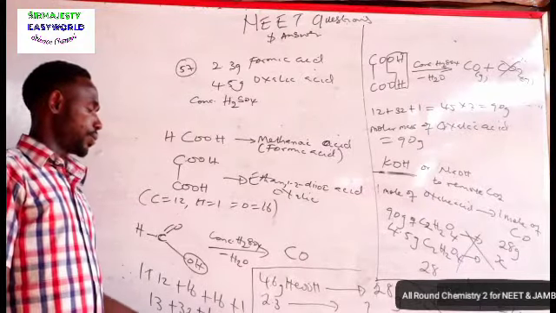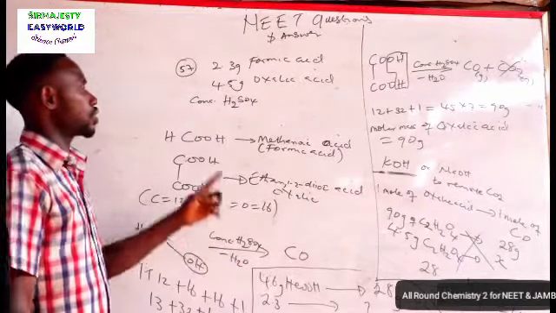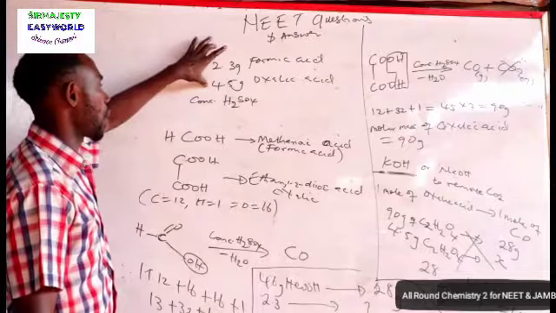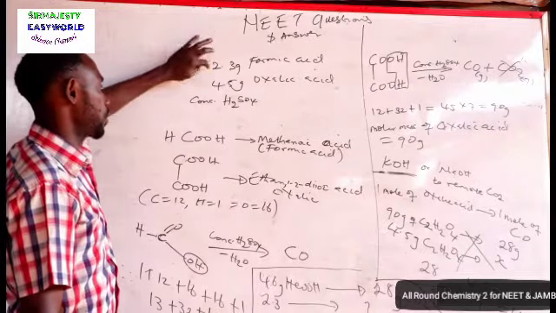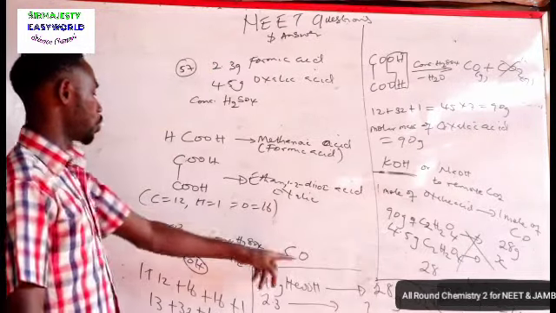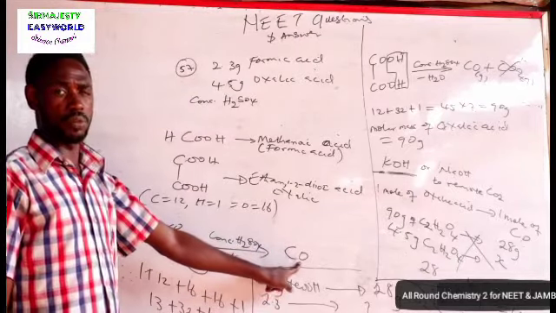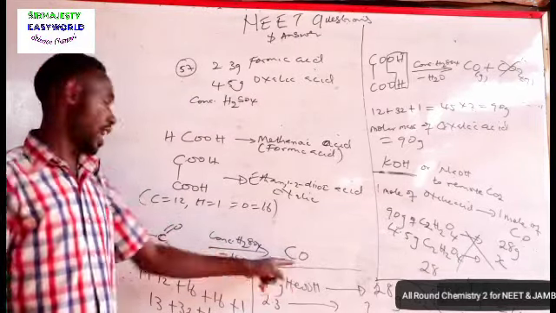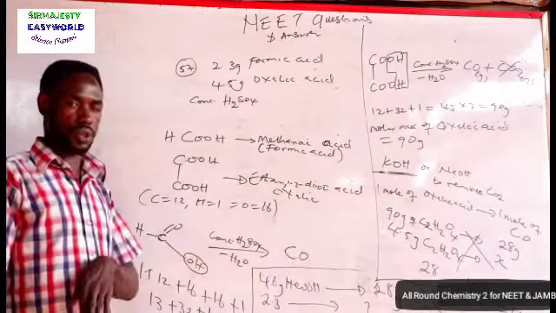So don't get confused here. The main aim of this question is to check if you are aware of what will happen when you treat formic acid with conc H2SO4. What happens? Carbon monoxide is liberated. So laboratory preparation of carbon monoxide involves dehydrating formic acid with conc H2SO4.